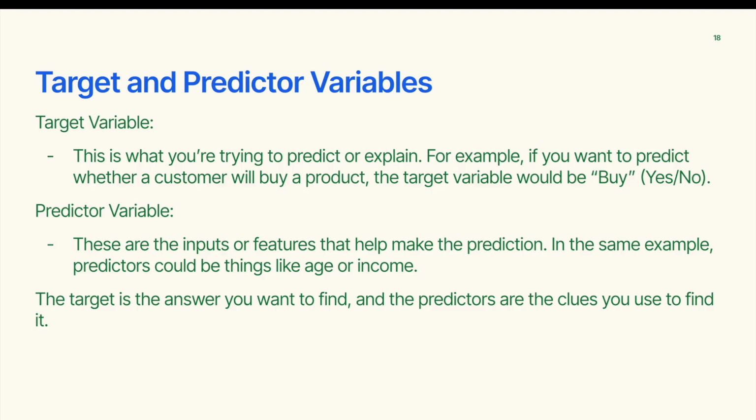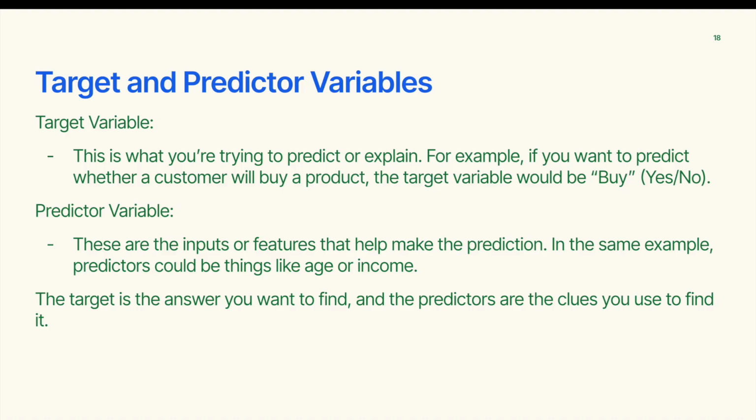These are the foundation of any machine learning or data analysis project. The target variable is what we're trying to predict or explain. So it's kind of like the answer in our data set. For example, if we're working with customer data and trying to predict whether or not a customer will make a purchase, our target variable might be something like buy with possible answers of yes or no. And then we have predictor variables, where these are all the other columns or pieces of information we use to make that prediction.